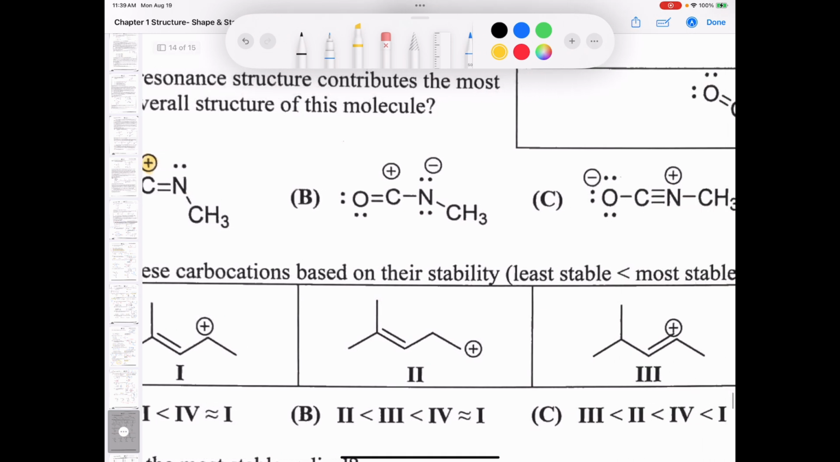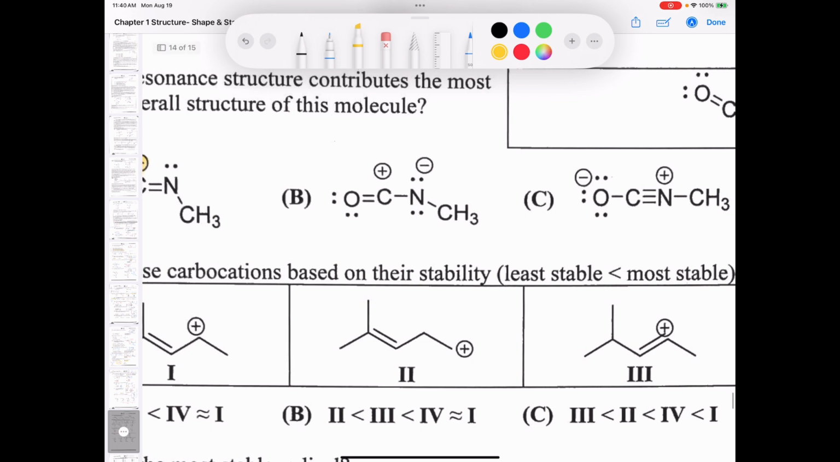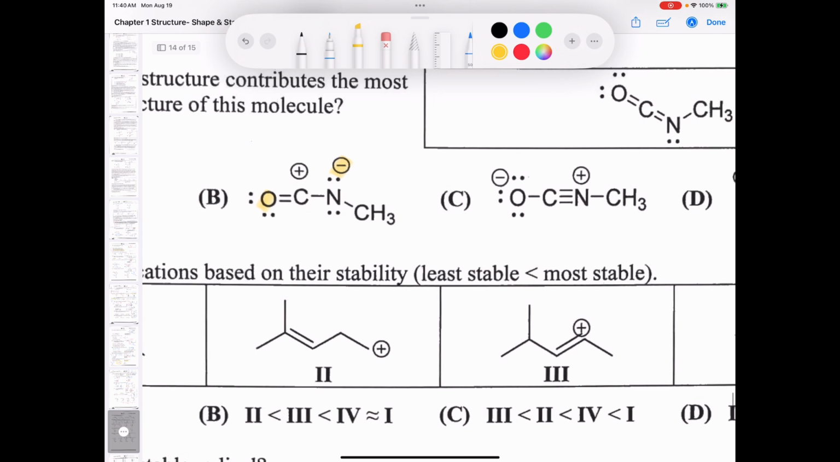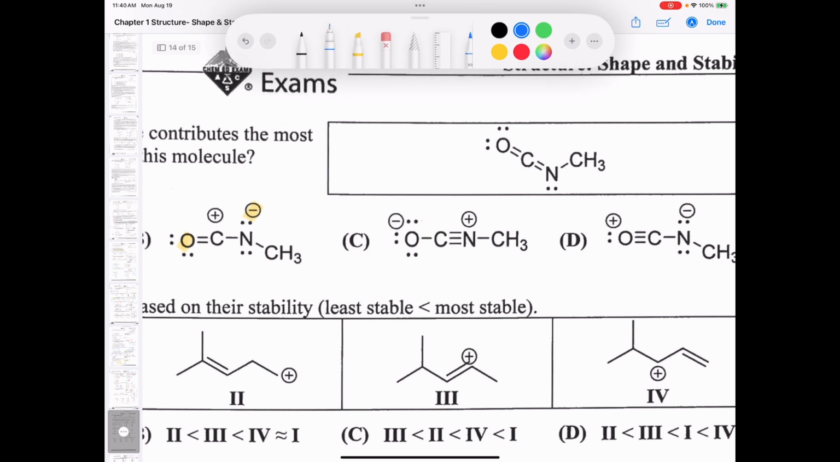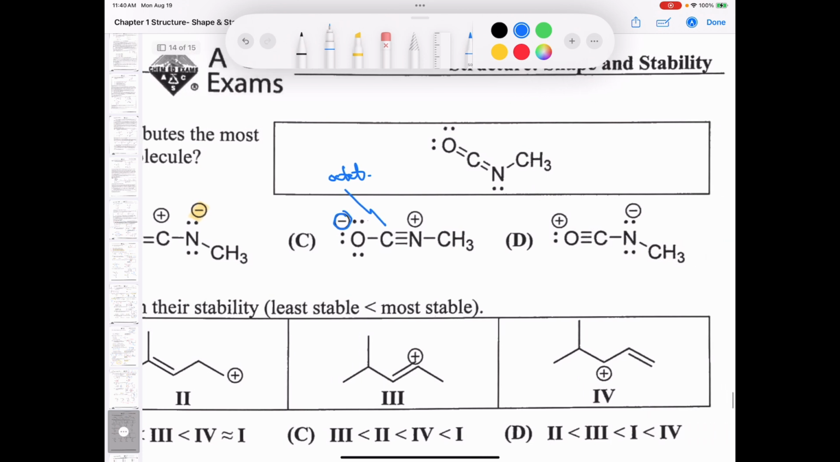Then if we look at B, again, the carbon doesn't have a complete octet. We also have the negative charge on the nitrogen, but oxygen, remember, is a more electronegative element. Oxygen has an electronegativity of 3.5 and nitrogen is only 3. And so it's probably not going to be the most pertinent resonance structure here. If you look at C, what's good about C is that the carbon has a complete octet. It has a full octet, and then you have the negative charge on the more electronegative element.